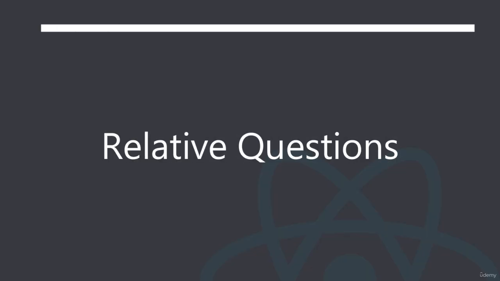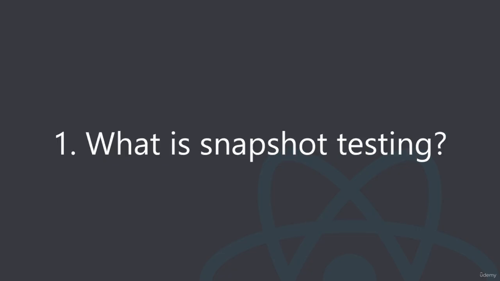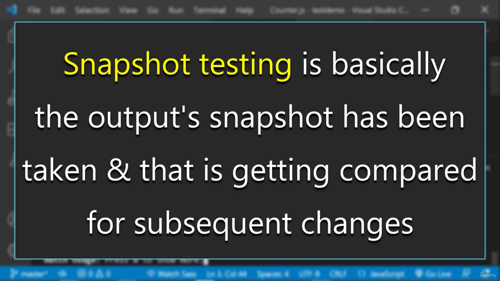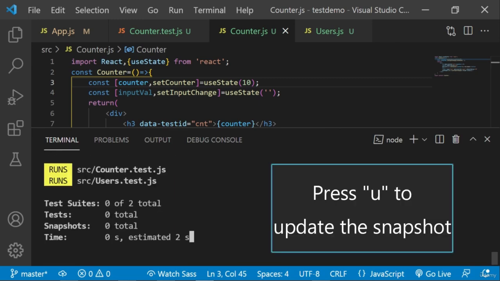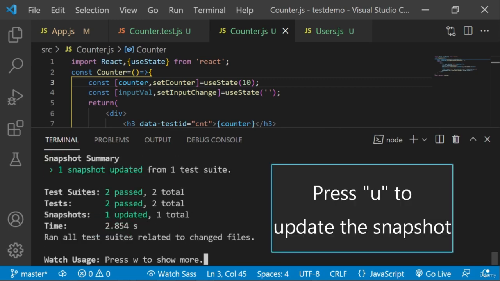Now let's talk about a few related questions. The first question is, what is snapshot testing? As I just mentioned, the output's snapshot is taken and that is compared for subsequent changes. The second question is, how will you overwrite a snapshot? That also we saw here: when we pressed U, it actually overwrites the previous snapshot and updates it with the new component's output. So U is basically used to overwrite the snapshot.